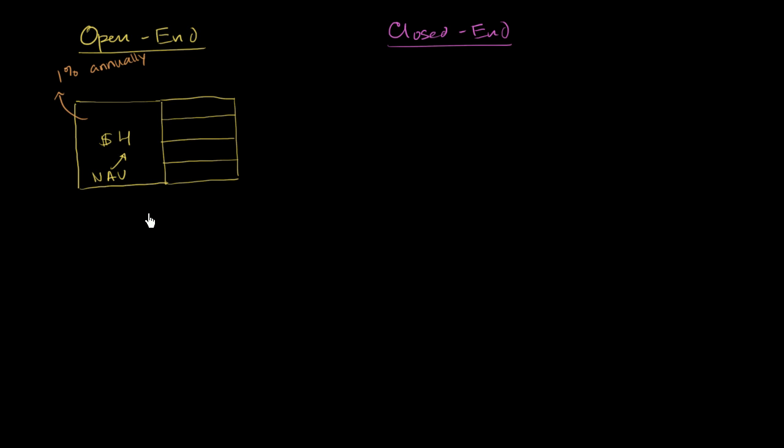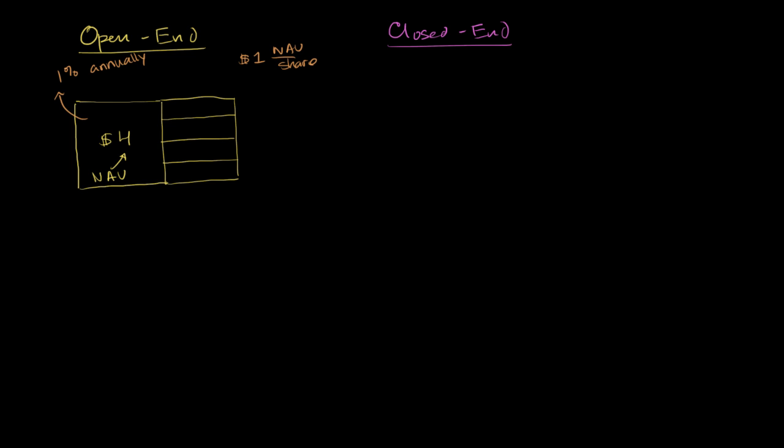Now, this is the key point to an open-end fund. Let's say a 5th person comes along and says, hey, look, I also want to participate in your fund. Well, if you're running an open-end fund, you can say, okay, sure. Right now, our net asset value is $4. We have 4 shares. So our NAV per share is $1. So if you give me another $1, I can create another share for you.